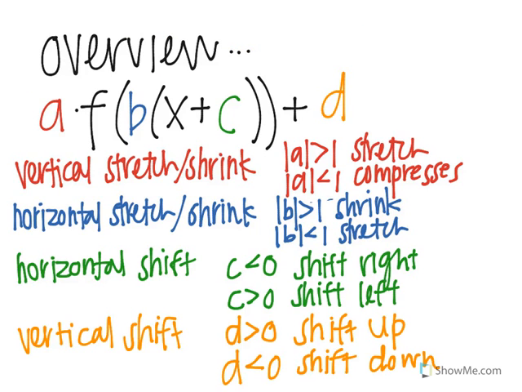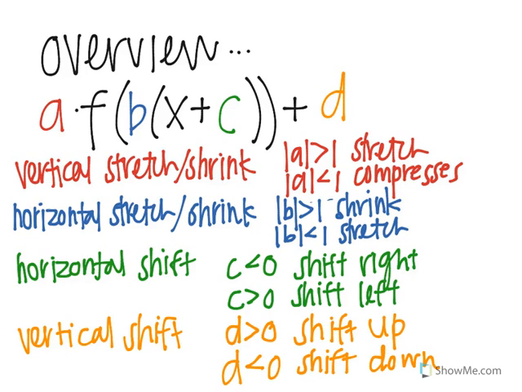Okay, so just to overview, this is a general equation that you can follow for doing transformations. To do a vertical shrink or stretch, the absolute value of A greater than 1 will stretch it, and to shrink it, the absolute value of A is less than 1. To do a horizontal stretch or shrink, the absolute value of B greater than 1 will shrink it, and the absolute value of B less than 1 is going to stretch it.